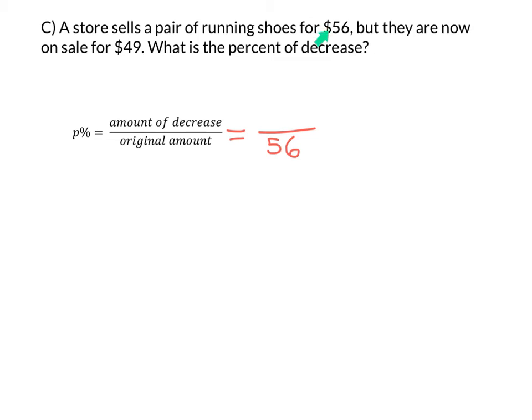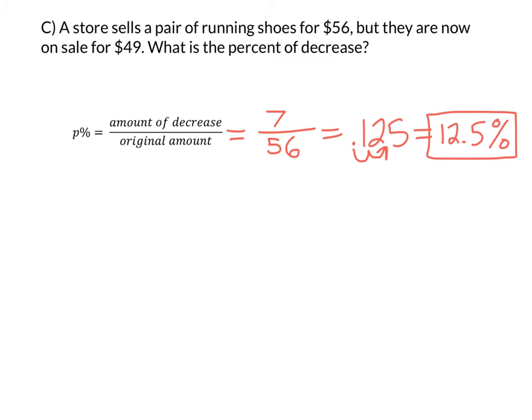So it went from 56 down to 49. If I subtract these two numbers, 56 minus 49, I get 7. It decreased by $7. When I divide these, I get 0.125 as my decimal. Now to turn this into a percent, we do the same thing we did in the previous two problems. We move it over 2 spaces. It's always 2 spaces to go from a decimal to a percent. So in this case, our percent is going to be 12.5. So in this instance, it was a 12.5% decrease from the original price to the sale price.